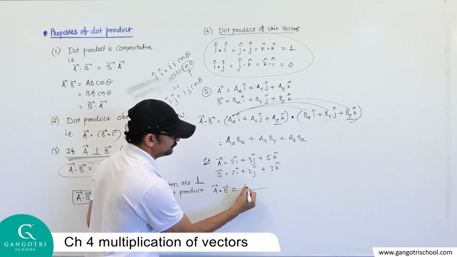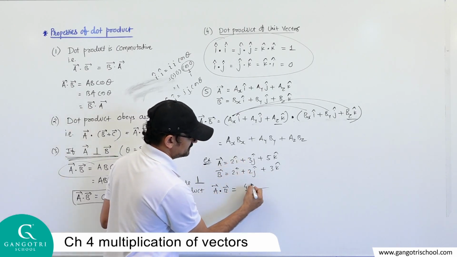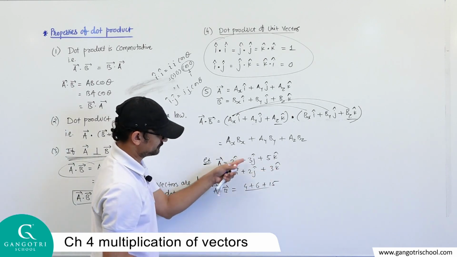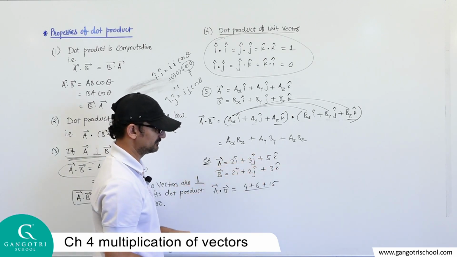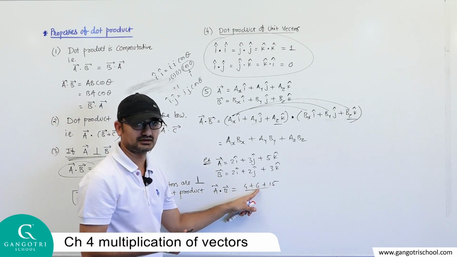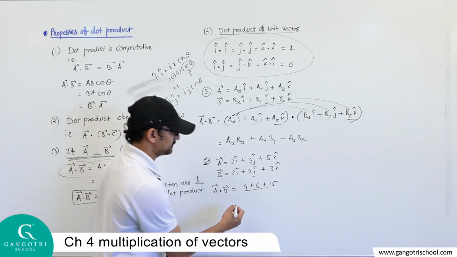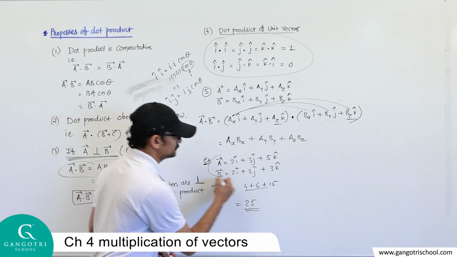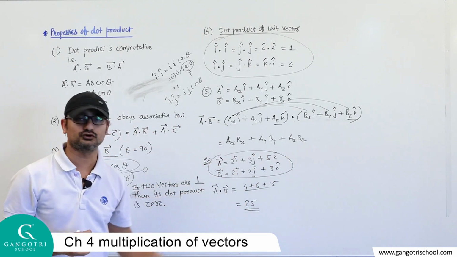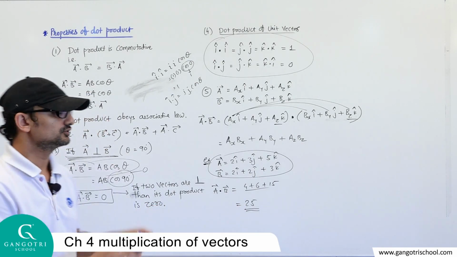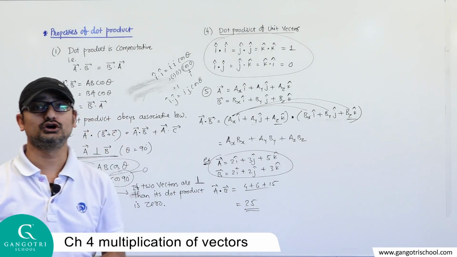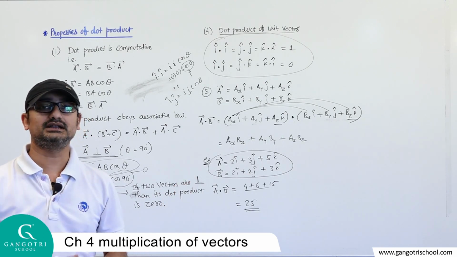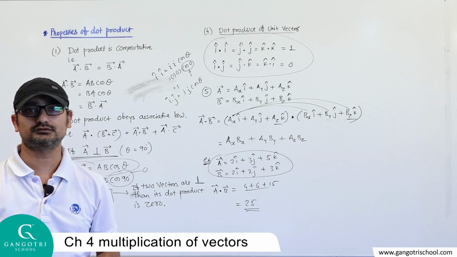The x component is only multiplied with the x component. So 2 2s are 4, 3 2s are 6, 5 3s are 15. X with x, y with y, z with z component. So 15 plus 6 is 21, 21 plus 4 is 25, the answer of this dot product. If these are the two vectors given to us, then the dot product turns out to be 25. So these are the properties of dot product. One more property of dot product I will explain, and after that we will understand the properties of cross product.